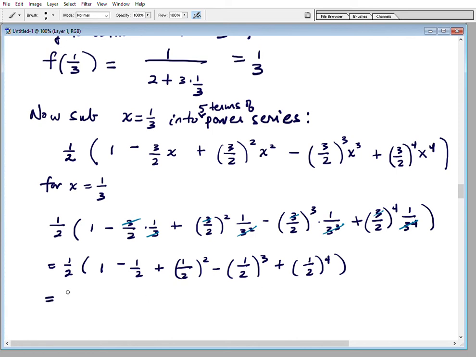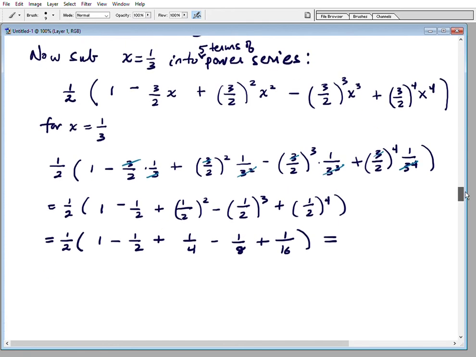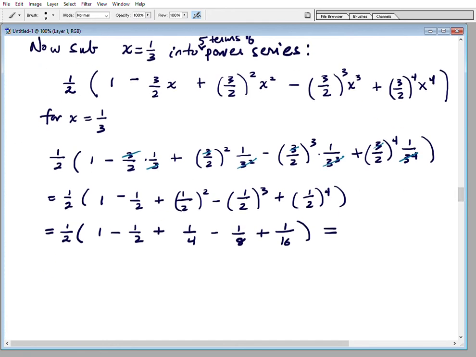Okay, we want to get something close to 1/3. This is supposed to be equal to 1/3. Just expand that and change everything to 16ths. All right, so, well, let me do it separately.